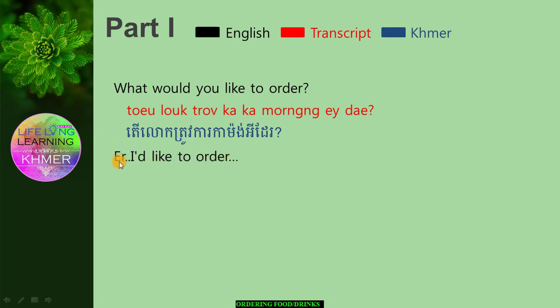And the next phrase, I'd like to order. What it means is "khnyom chang ka mong." So we say it at a natural speed. "Khnyom chang ka mong." Okay, this is our Khmer writing. Let's move on to the next one.